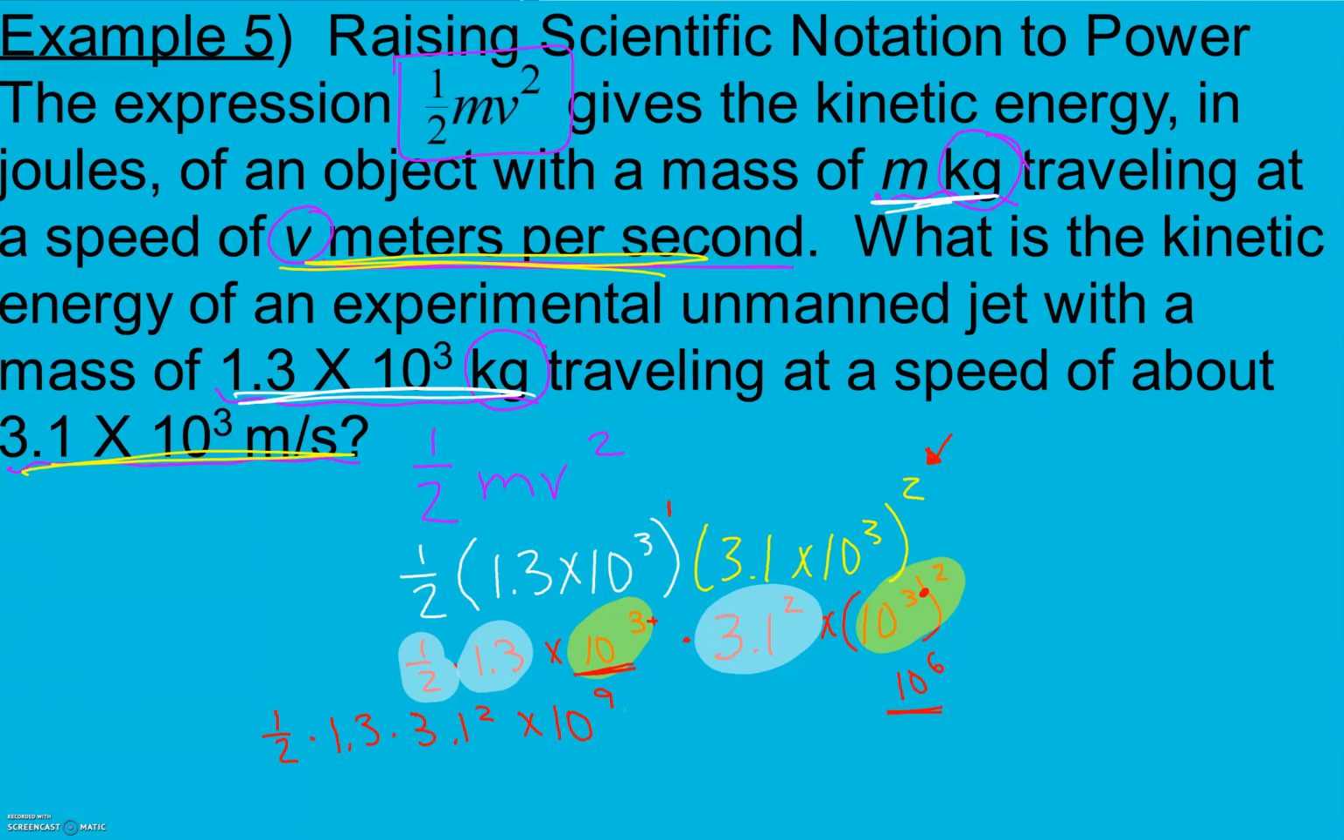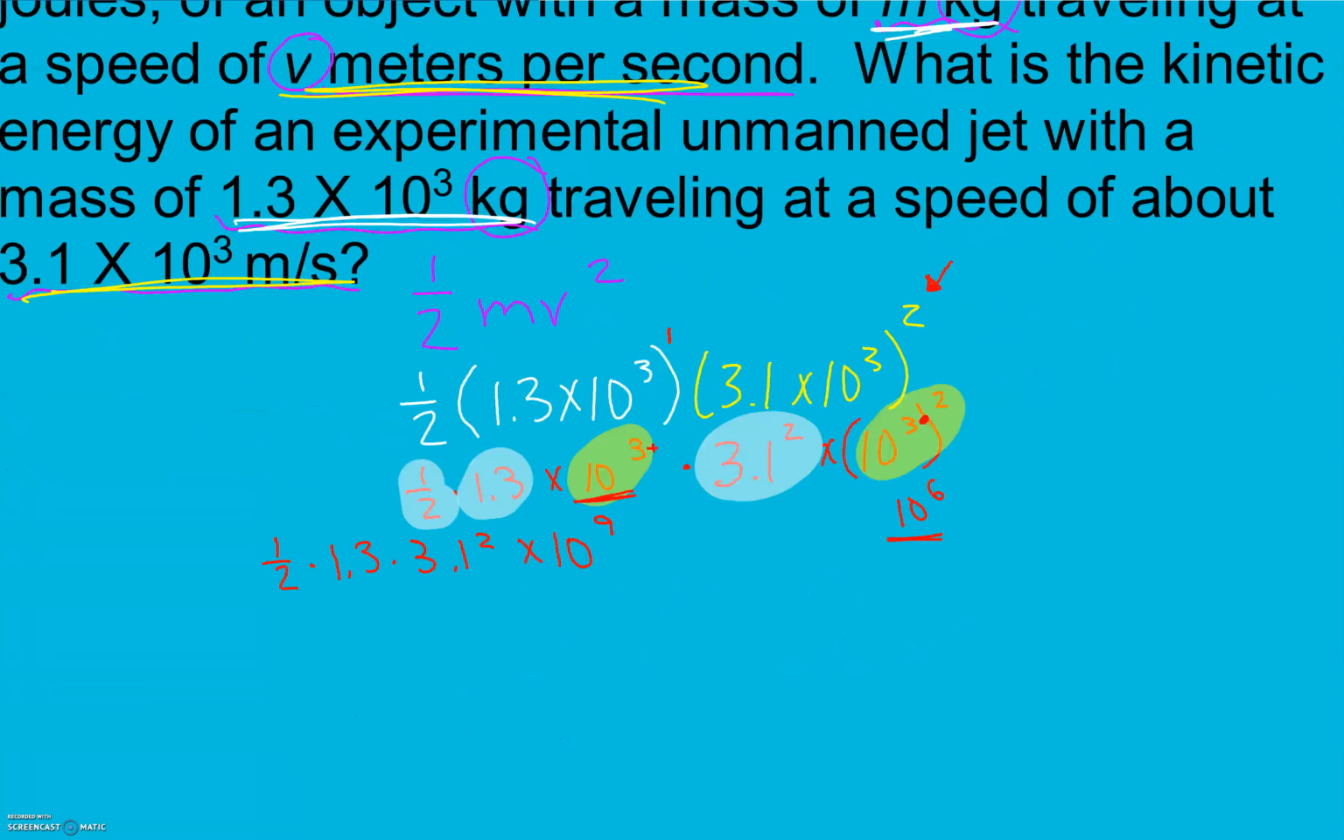Final step here is just to multiply. I'm going to take half times 1.3 times 3.1 squared, and I'm going to get 6.2465 times 10 to the 9th power. If we look here, it's already in scientific notation because we have exactly one number in front of our decimal. So I keep it as it's written. If we wanted to, we could do 6.2 times 10 to the 9th to keep it similar to what we have here with one digit after our decimal, and that's in joules.